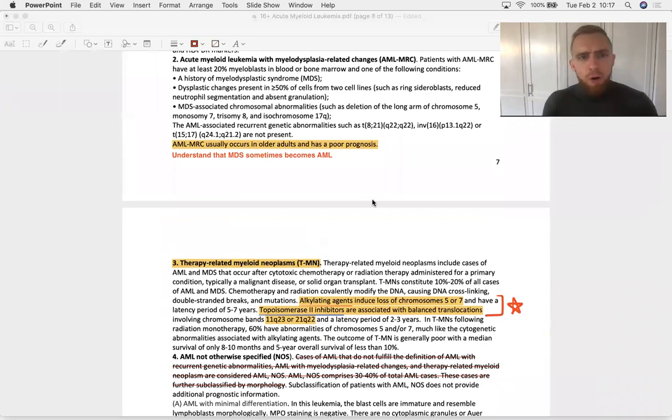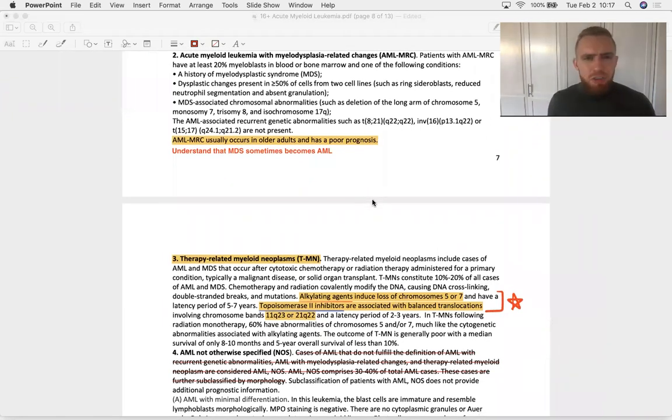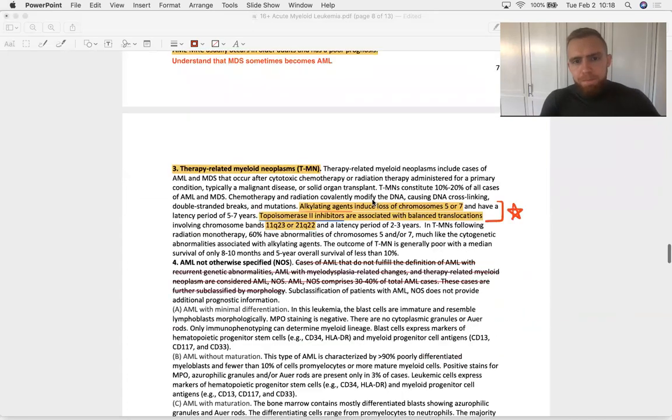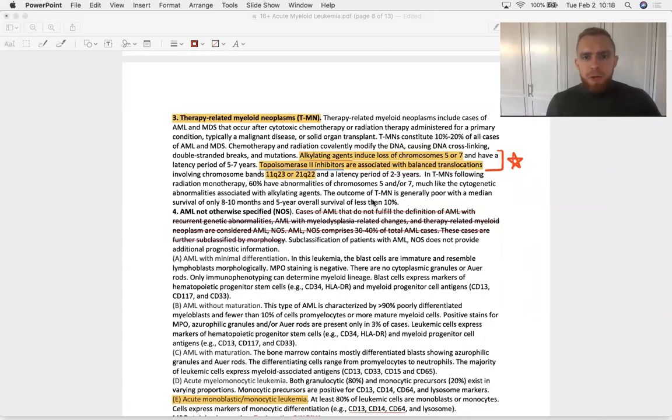Then there's this subcategory called AML with myelodysplasia-related changes. I wouldn't memorize anything specific out of here. I would just understand that myelodysplastic syndrome can become acute myeloid leukemia. Then there's therapy-related myeloid neoplasms. We said cyclophosphamide is an alkylating agent. There's also, was it busulfan and streptozocin. So all of those are alkylating agents that can cause, later on down the line, an acute myeloid leukemia. And the mechanism is going to be loss of chromosome 5 or 7.